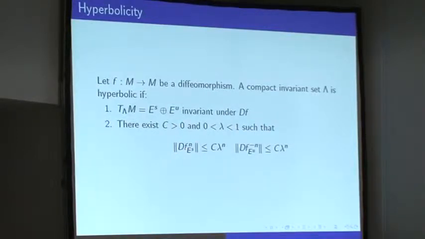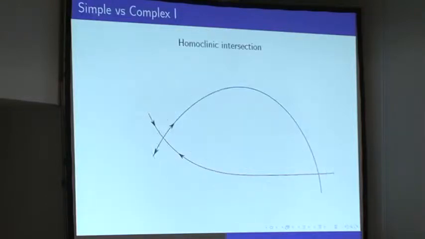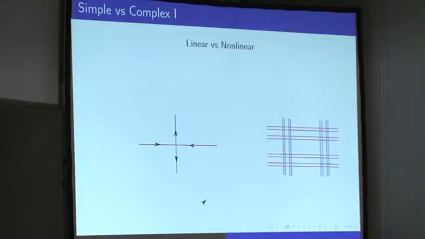to the n restricted to E^S decreases exponentially fast, and the norm of vectors in E^U decreases exponentially fast in the past. And this is like in the horseshoe. The E^S corresponds to the horizontal direction, and the E^U corresponds to the vertical direction.